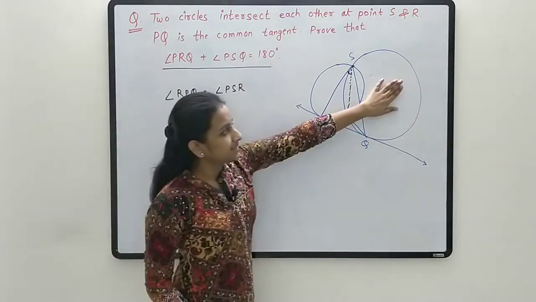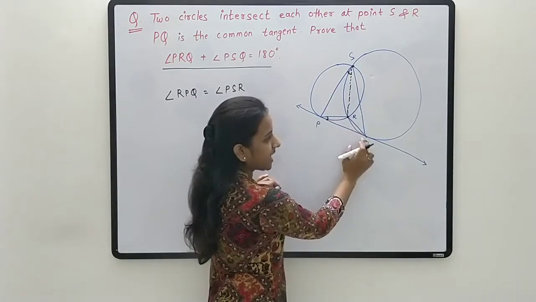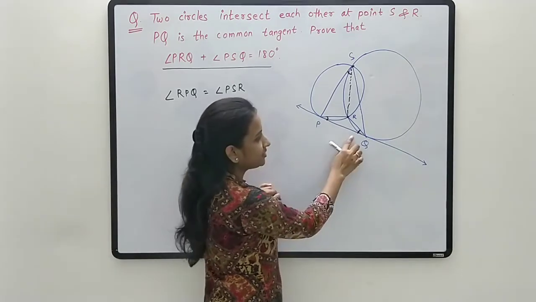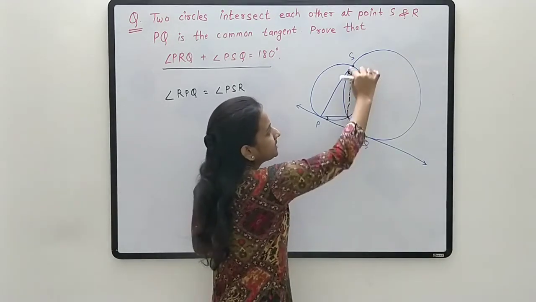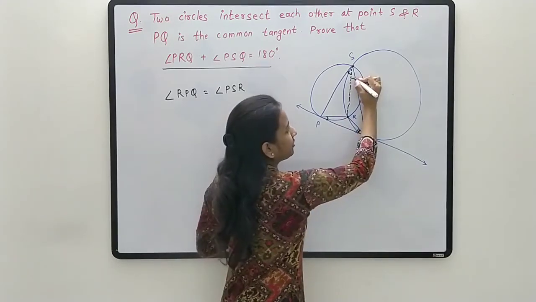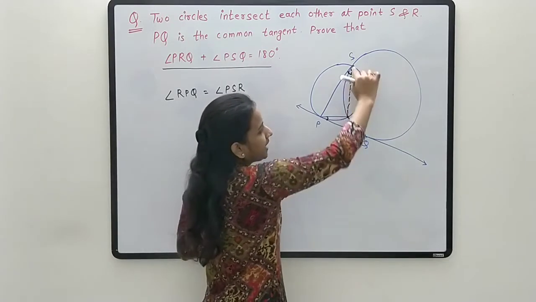Okay. Now, similarly in this big circle, this is the tangent and RQ is the secant. So, this angle is equal to the inscribed angle in the same intercepted arc RQ. Okay. So we can write angle RQP is equal to angle RSQ.